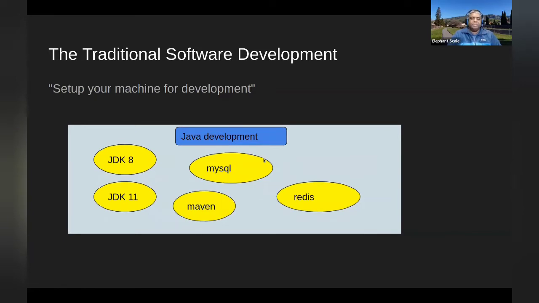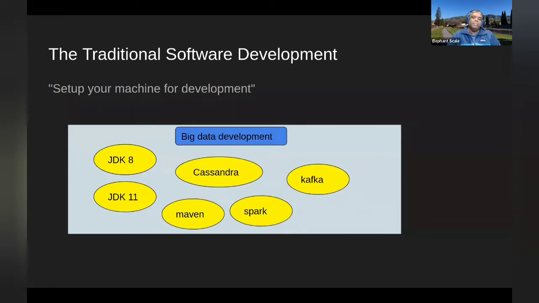And here's another similar experience in, say, Java development. Let's say you're doing some Spring Boot application. You have some version of Java, could be Java 8 or Java 11. Then again, a database, Maven build tools, and maybe Redis as your caching server. So pretty soon you're installing pretty much everything on your laptop. And here's a big data stack I have on my laptop: Java, Cassandra, Spark, Kafka, all of this. Remember, we are installing all of this natively on our laptop.